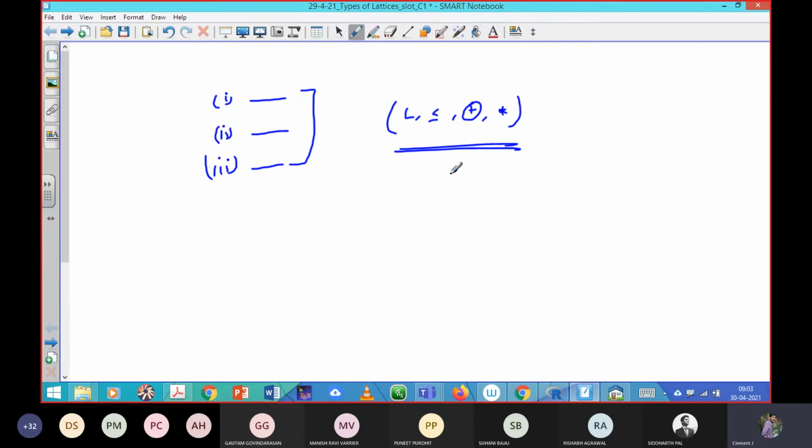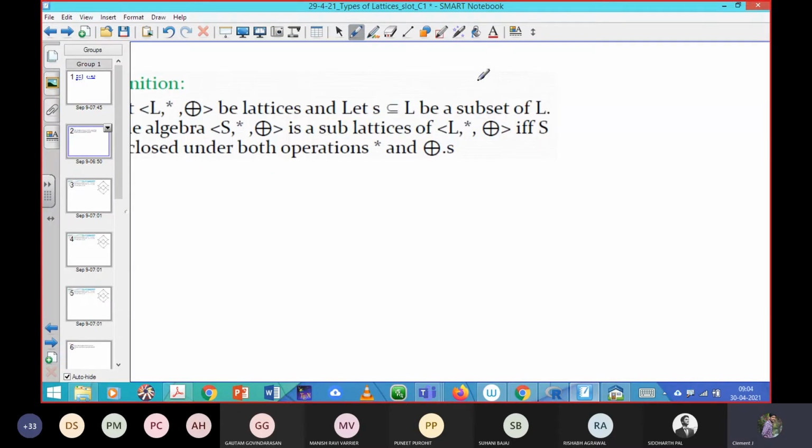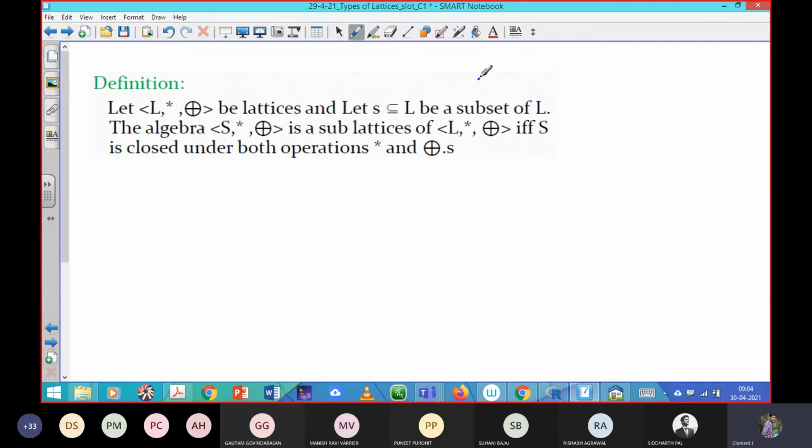Okay, so in this class we can step into another classification of lattices, that is, the first one is called sublattice. Sublattice is very simple. So here a sublattice has to satisfy only one condition.